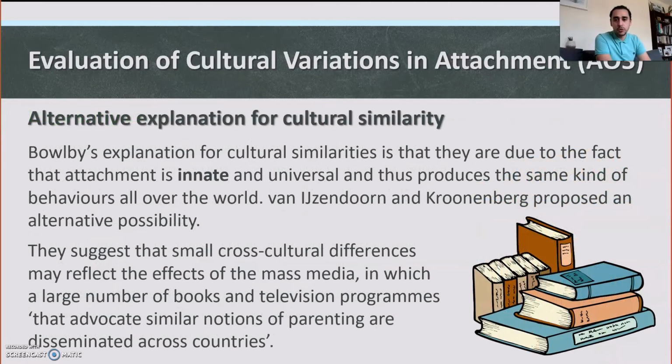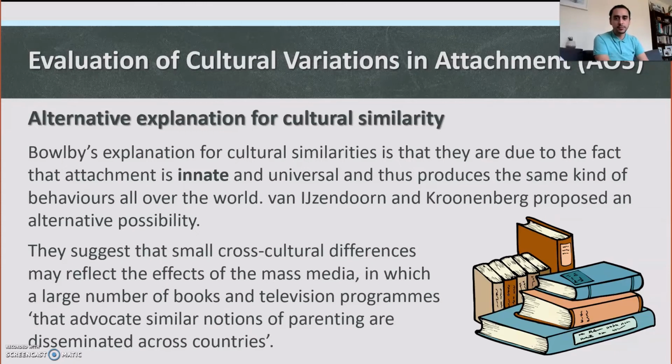Alternative explanation for cultural similarity. Bowlby's explanation for cultural similarities is that they are due to the fact that attachment is innate and universal, and thus produces the same kind of behaviors all over the world. Van Ijzendoorn and Kroonenberg propose an alternative possibility. They suggest that small cross-cultural differences may reflect the effects of the mass media, in which a large number of books and TV programs that advocate similar notions of parenting are disseminated across countries.